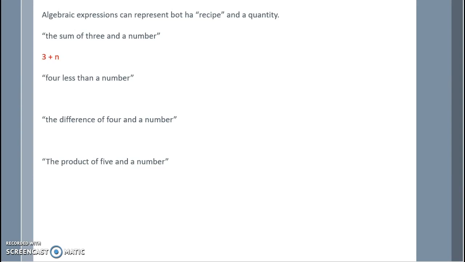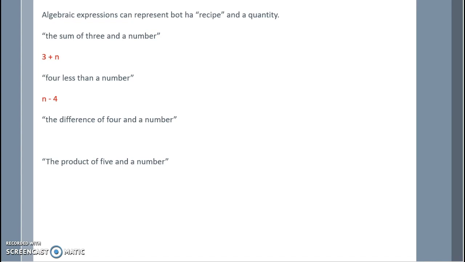Or 4 less than a number. So we're having 4 and a number, but we want 4 that are less than or smaller than that number. So if our number is 10, 4 less than 10 would be 6. So what we're really doing is taking that number and subtracting 4 from it. So it's not always written mathematically as we read it verbally.